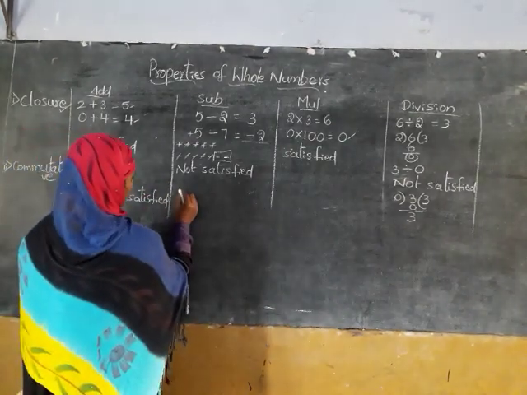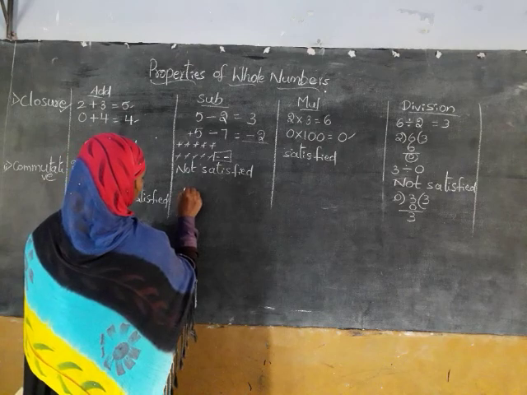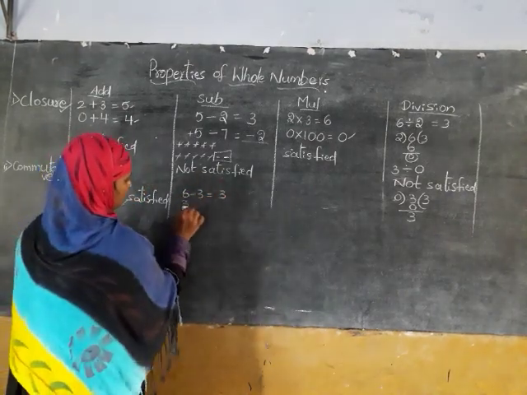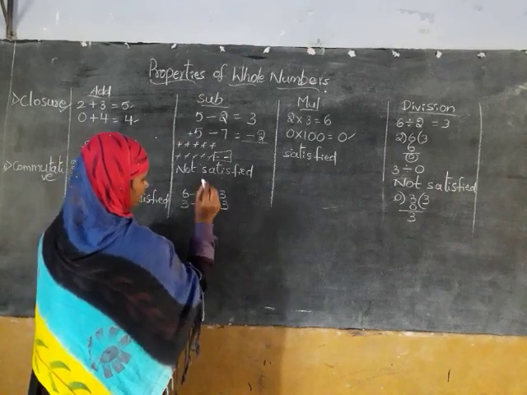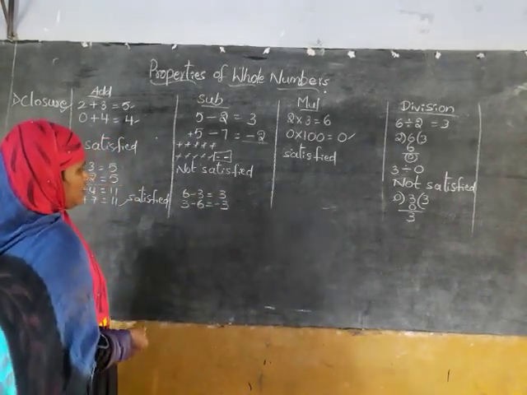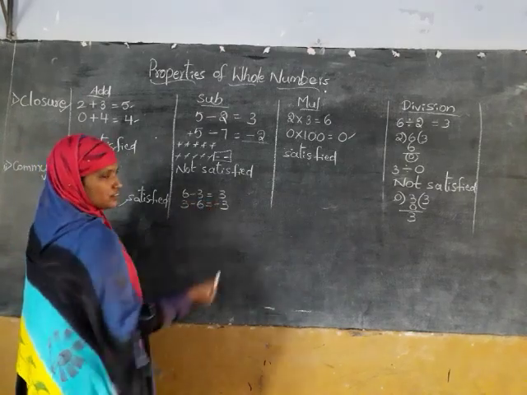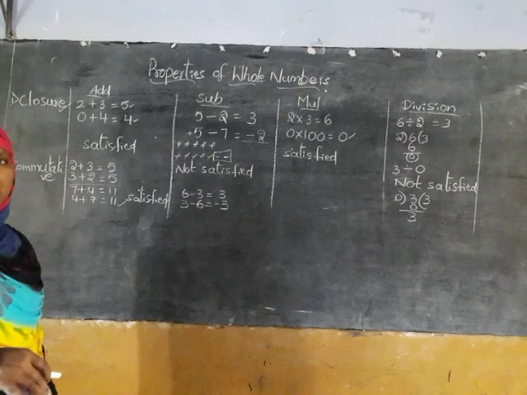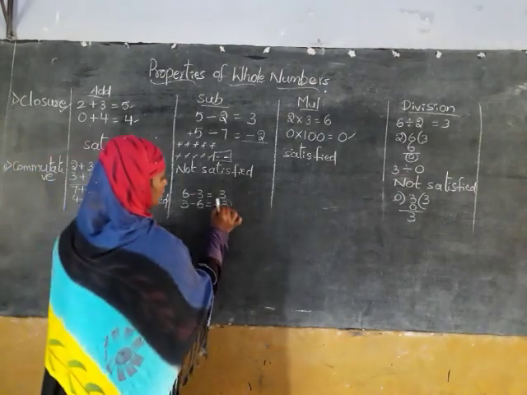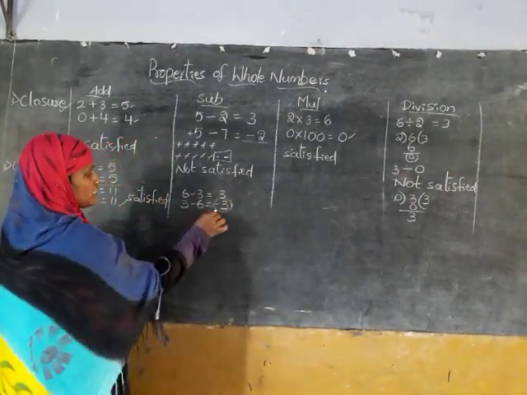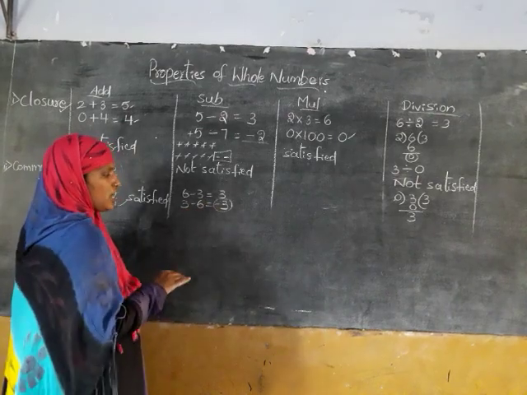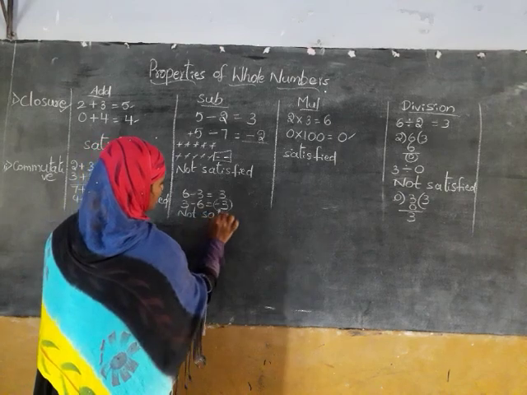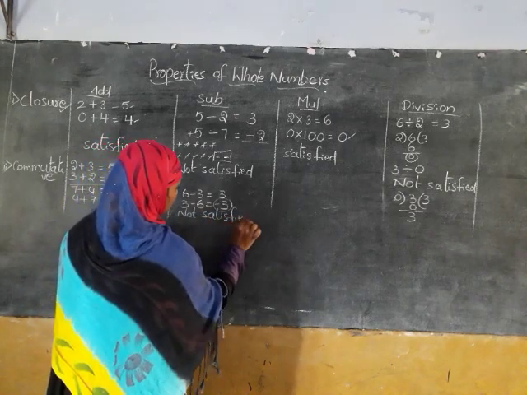Now subtraction. 6 minus 3 equal to 3, whereas 3 minus 6 equal to minus 3, which is not in the set of whole numbers. From this we can say that the commutative property does not hold under subtraction. It is not satisfied under subtraction.